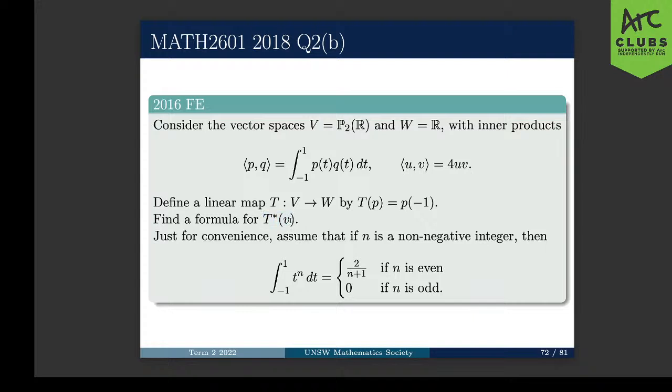So T star of v, say v a real number. And here we're just given a hint, just a convenience, so we don't have to compute integrals ourselves. We just assume that the integral from -1 to 1 of t to the n is 2 over n plus 1 if n is even, 0 if n is odd, for non-negative integers n. Okay, so how do we tackle this?